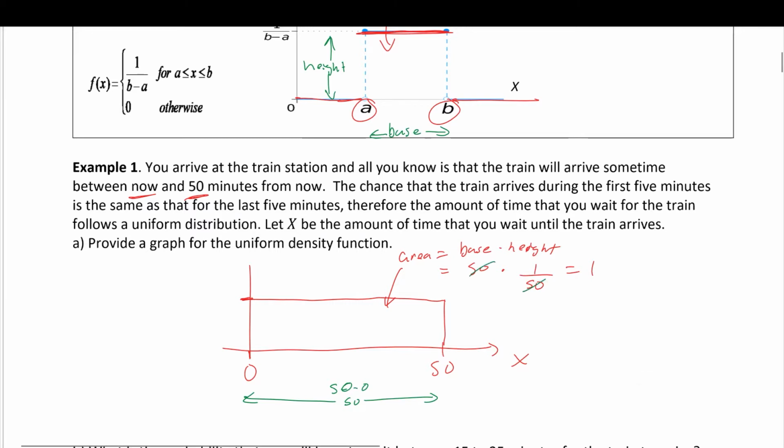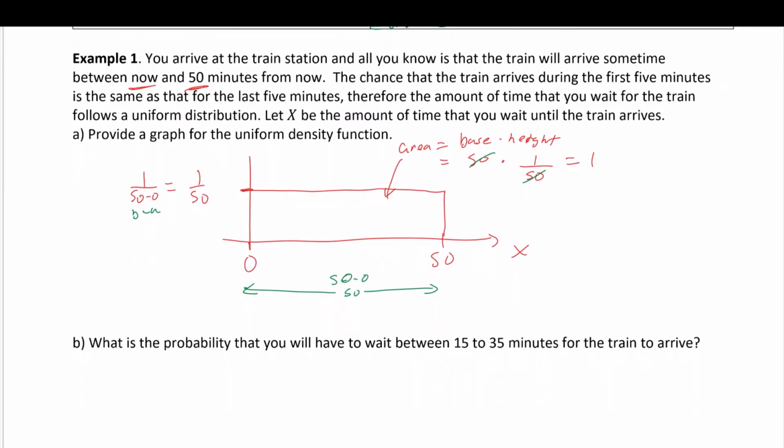So again, if we're using that template from above, your height here would have to be 1 over 50 minus 0. That's like your b and your a, which would be 1 over 50. All right, so now that we have established the probability distribution and the area underneath that curve is equal to 1, now we can ask all sorts of probability questions.